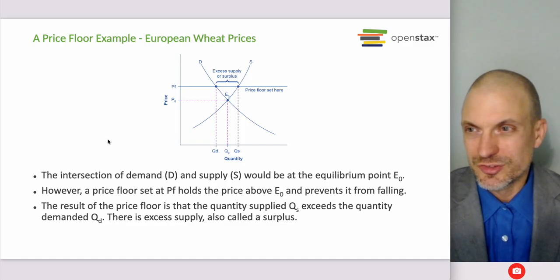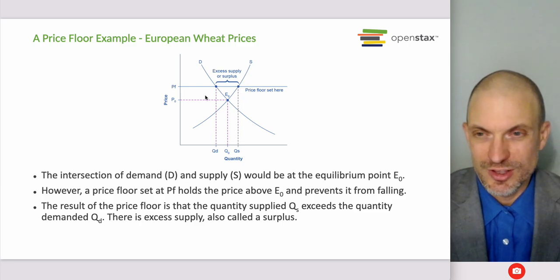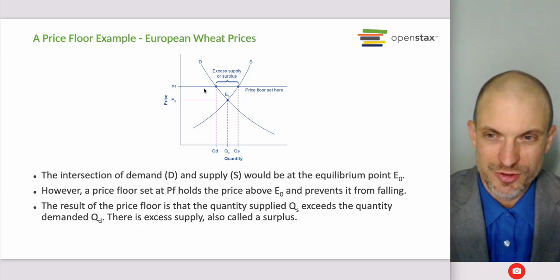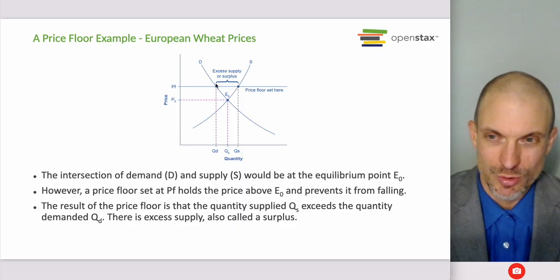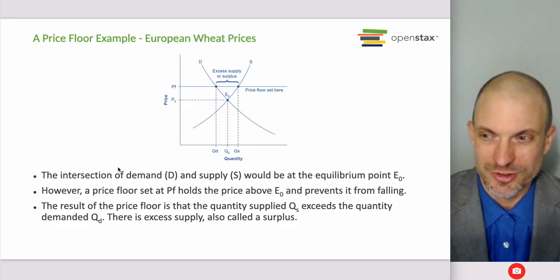Okay. So price floor example, European wheat prices. This is a price floor above the equilibrium. This is a binding price floor. It's not allowing the price to go below this. So here's our quantity demanded. Here's our quantity supplied. So we have a surplus.